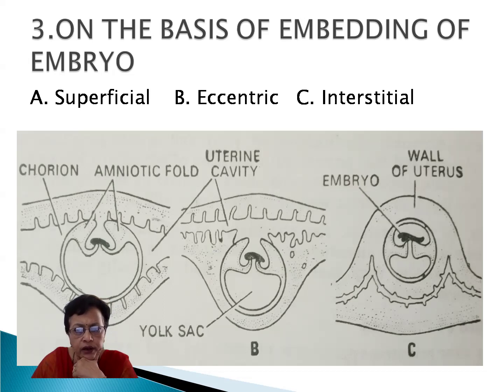Now, if we take into account the interstitial, as the name sounds, interstitial means embedded. So the entire part of the uterine wall and the embryo is having the presence of the placenta. The chorionic villi and the placenta are literally such that the embryo is embedded inside the wall of the uterus. And such kind of placenta is present in human beings, all primates, monkeys, and apes.